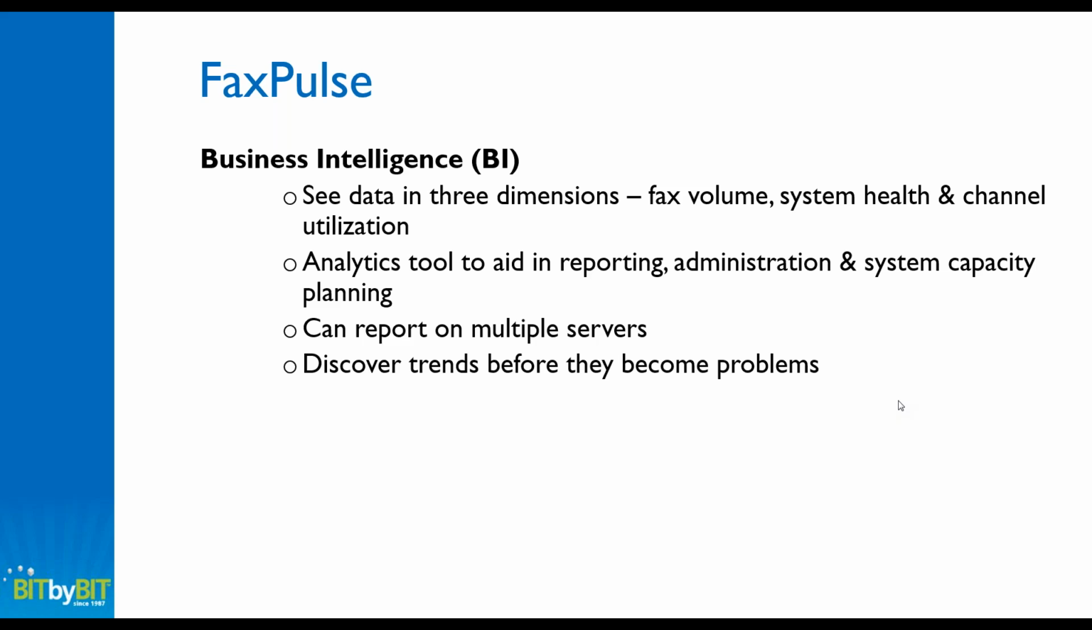FaxPulse, what's nice is that it's an enterprise-grade solution and it can report across multiple servers. It will also let you identify trends before they become problems. So if you send, for example, 80% of your faxes out between noon and 2 p.m., FaxPulse is going to let you see this, see that it's your big spike, and it's going to help you configure the system so you can handle this uptick in volume.